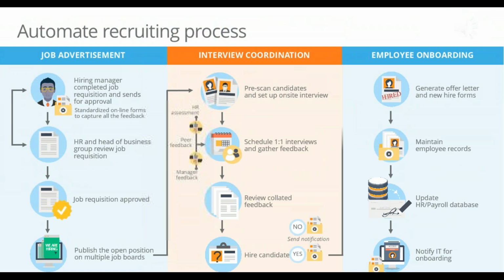So when it comes to automating the recruiting process, you can see that there are many ad hoc tasks which currently HR have to do, from getting a job requisition approved, which can involve multiple process steps and reiterations, scheduling an interview and updating people's meeting calendars, collating the review from that session, hiring the candidate, and then updating your HR and payroll database with the new candidate's details.